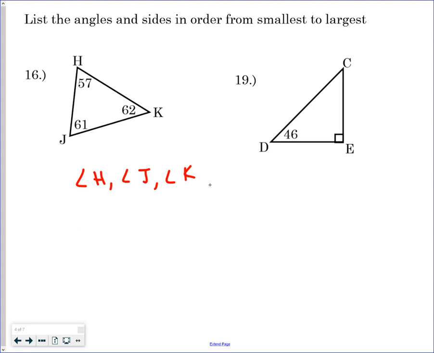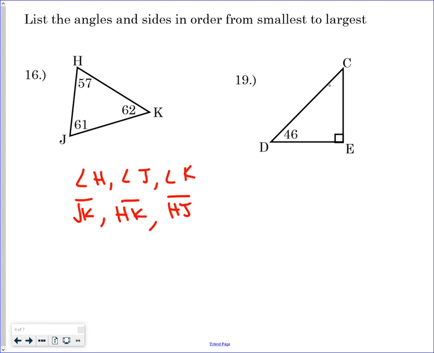So now the smallest angle was H. So what's the smallest side? JK, the one across from it, right? What's the medium one? HK, the one across from the medium, the middle angle, right? And then HJ. The reason that I have line segments over these is because I'm listing them as comma, comma, comma. When we had them in the theorem, I had less than and greater than and stuff, so that's the difference, okay? On 19, did they start us with sides or angles?